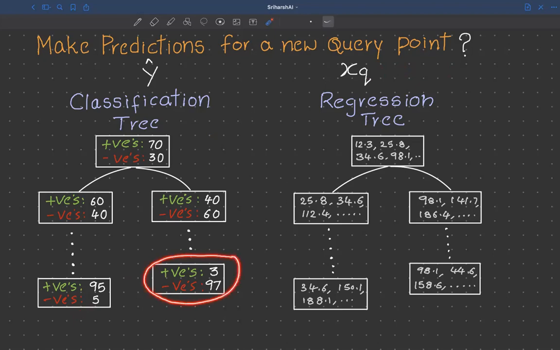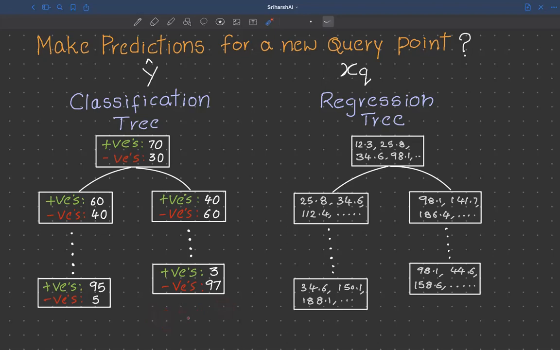So now, how do you classify XQ? It's just a simple majority rule. In this specific leaf node, just observe the number of positives and the number of negatives. There are more negatives than positives, so we say that XQ is a negative point.